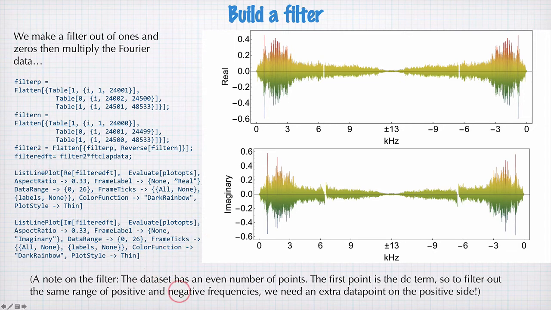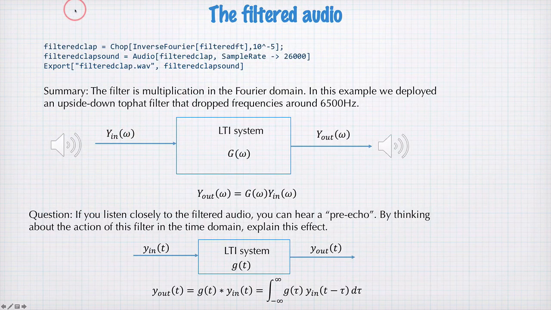And yeah, this is a note on this offset that I mentioned previously. Okay, so my filtered clap data would be the inverse Fourier transform of the filtered Fourier data. I've used a command called Chop here to get rid of tiny imaginary components that get left over from the numerical Fourier transform. And so any imaginary number which is less than 10 to the minus 5 is just eliminated.